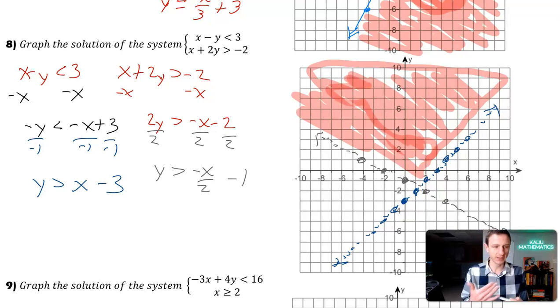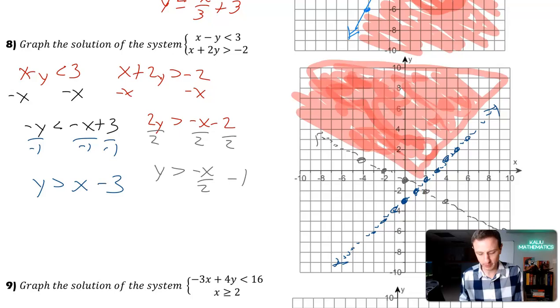overlap here. And if you can't see that, just highlight both and then get a visual of like, okay, I see now where both of the overlap is happening. It is happening right here. But just to make this video a little bit cleaner, I'm only going to highlight just my solution region, which is going to be right in there.